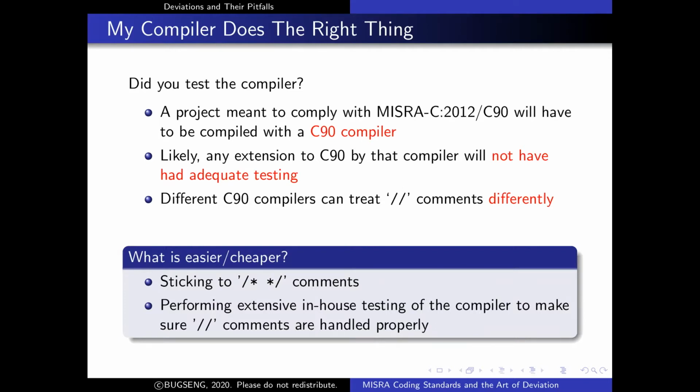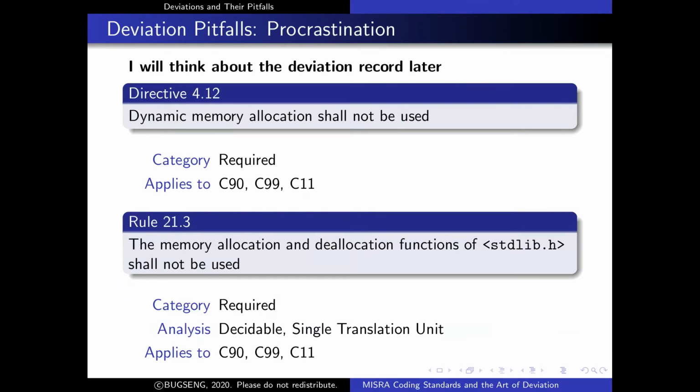So it's advisory, but complying in the end might be cheaper than deviating and running risks. Another pitfall of deviation is to postpone the thinking about the deviation record. So, okay, I deviate, and I will think later about the deviation record. So now I program, I decide I will deviate this.